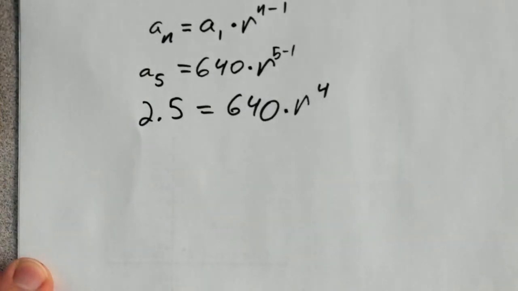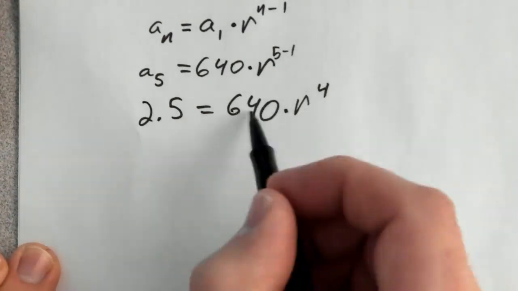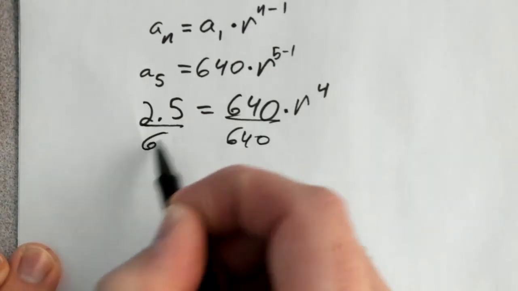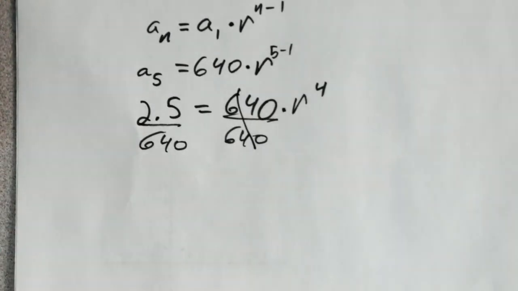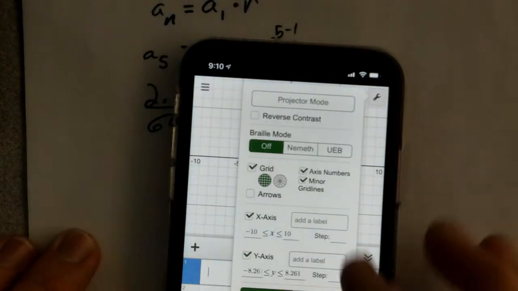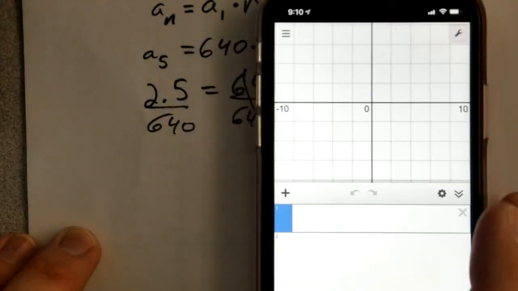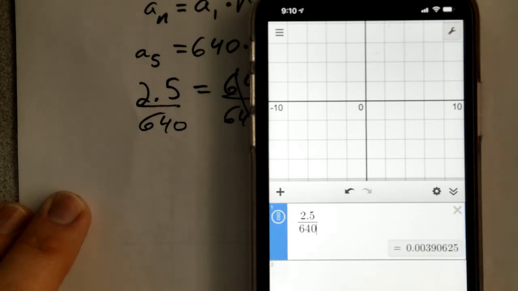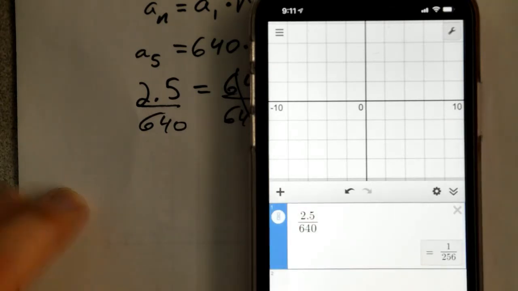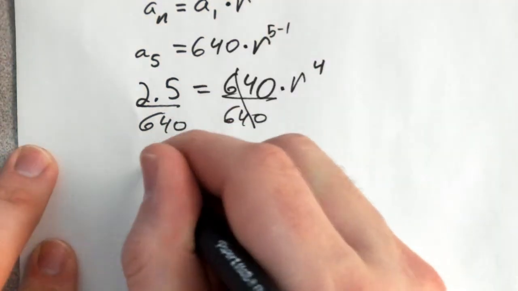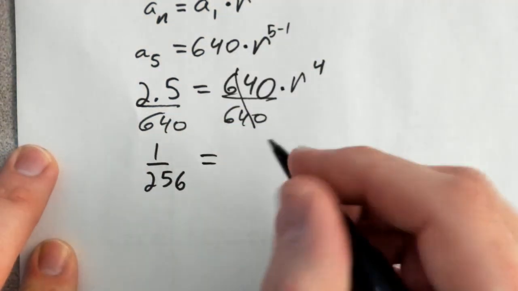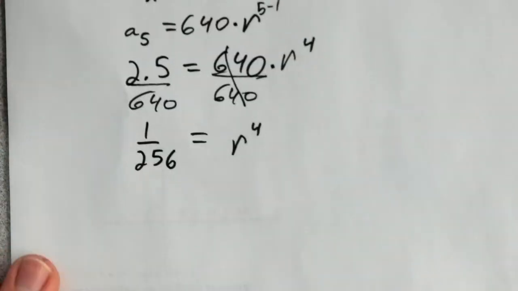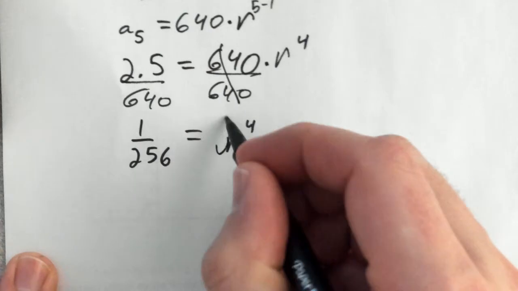I've got my answer keys out. All right, so I'm going to divide both sides by 640. I get 1 here. All right, then I'm going to take 2.5 divided by 640. Turn that into a fraction, so that's 1 over 256. So I get 1 over 256. That's equal to r to the fourth. And then to get r by itself, I'm going to take the fourth root of both sides.